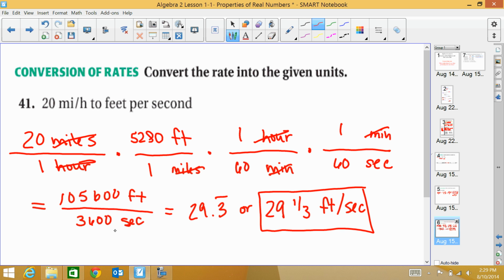You could also reduce this down as much as you wanted to and leave it as an improper fraction, but I feel like this is an easier answer to understand. So I like to get mine down to a mixed number or a decimal. All right, one more problem.